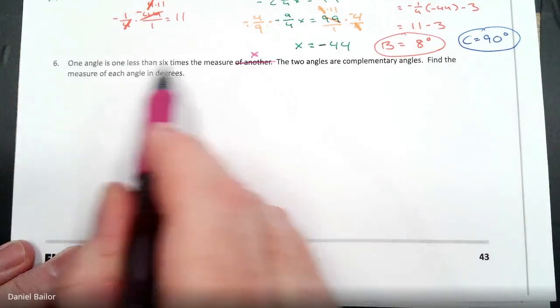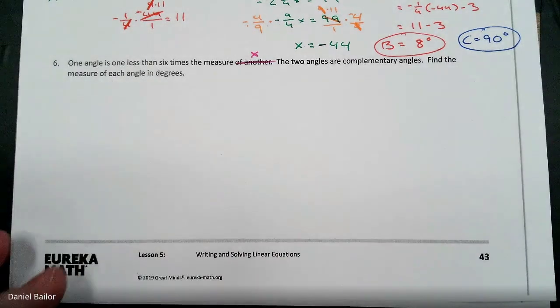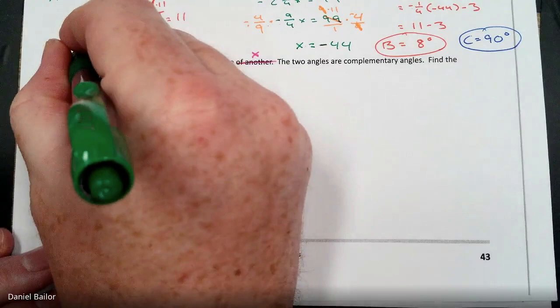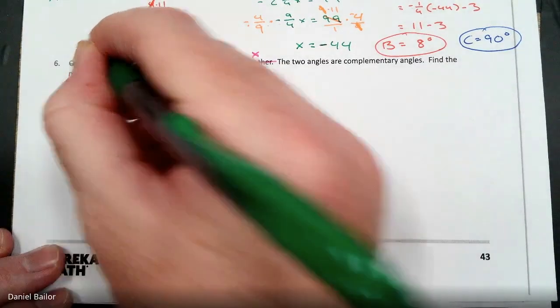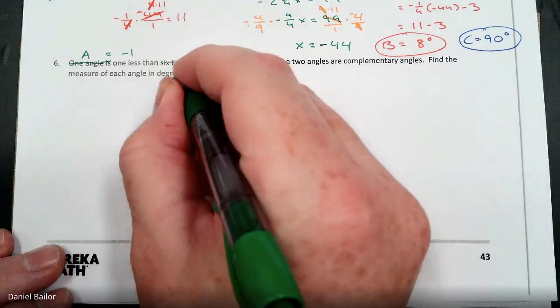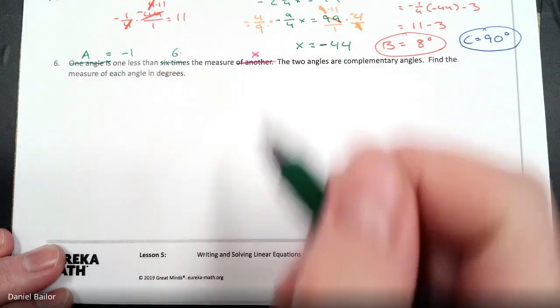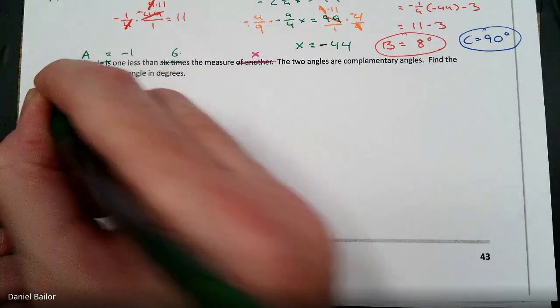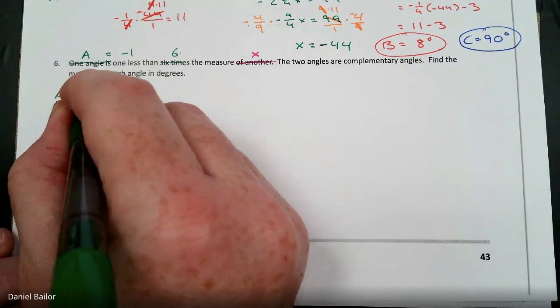So one angle, which I will label angle A, angle A equals 1 less than 6 times x. So angle A is going to be 6x minus 1.